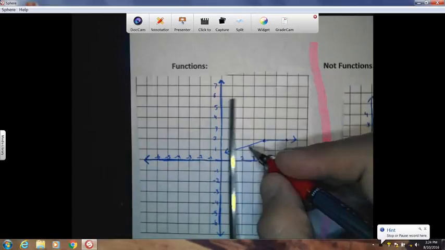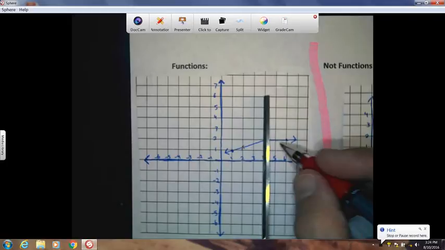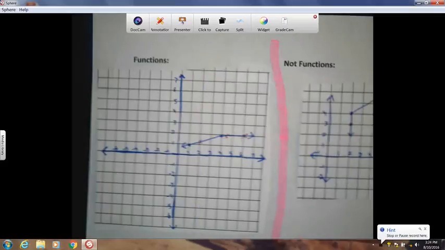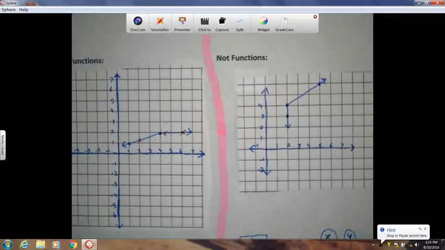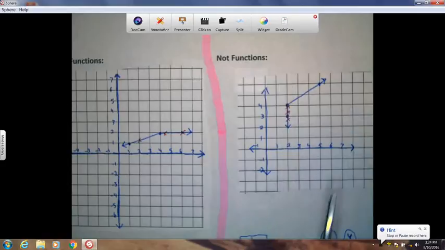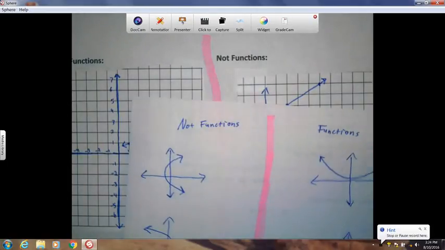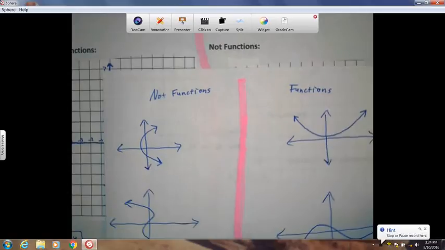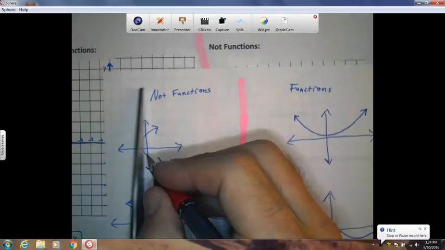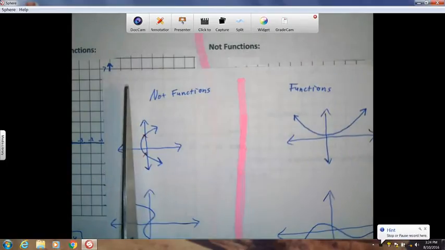In this case, it intersects here. I move it here, here. Only one place at a time. Well, on the things that are not functions, it intersects here, here, here, multiple places at a time. So this is not a function. Here are some other examples. This is not a function because as I move the vertical line, it intersects here and here at the same time. Not a function.